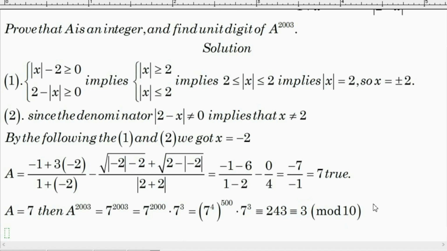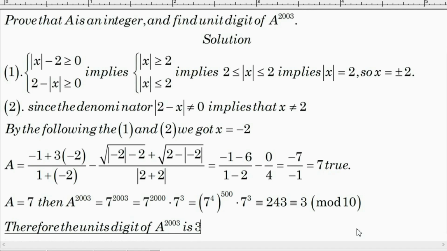Therefore, the unit digit of a to the power 2003 is 3. That is the final answer.